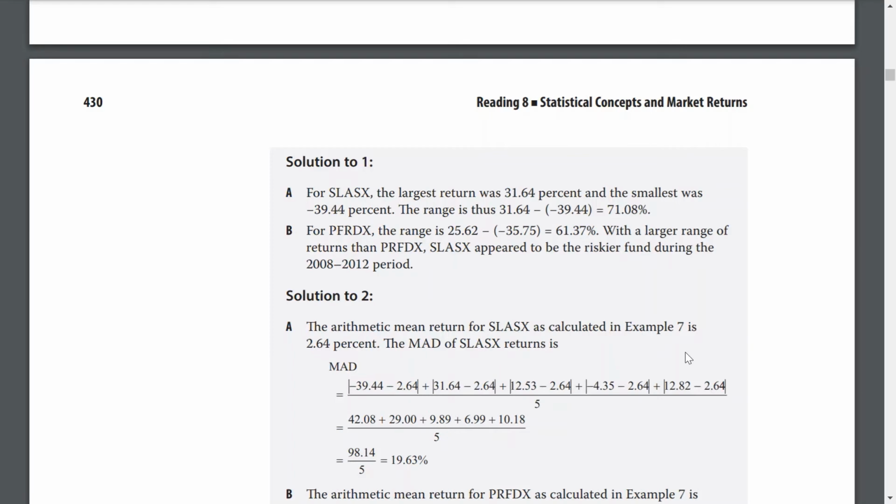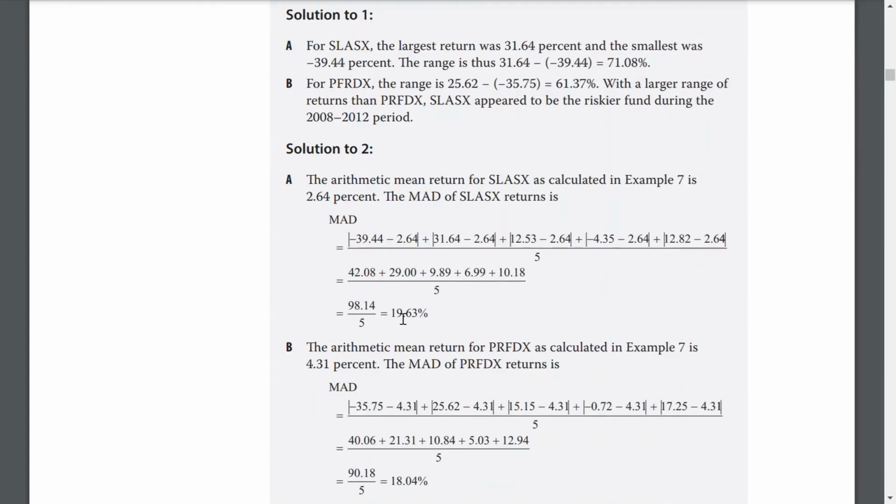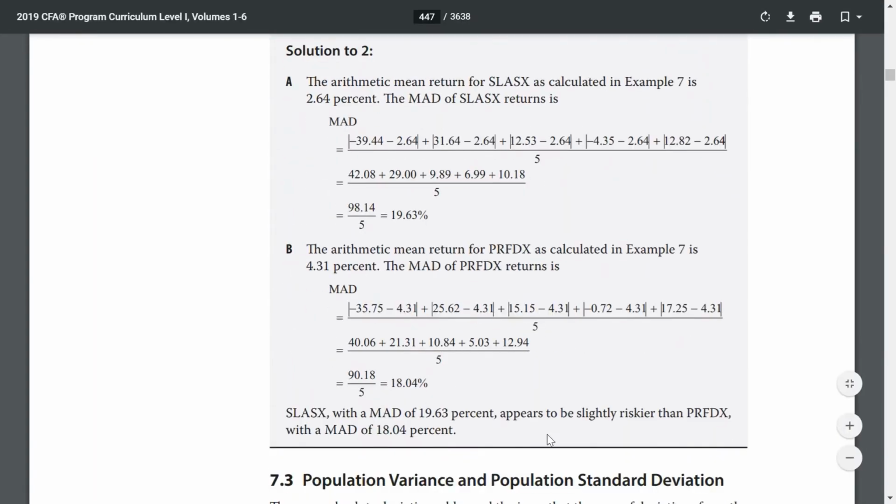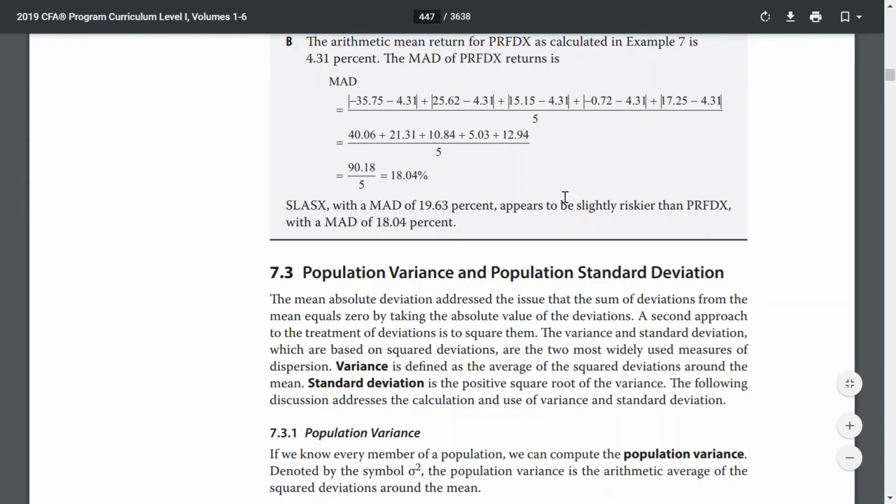Solution to 2, you literally just bring it in and get the results. And you compare the two results to see which one is more risky.